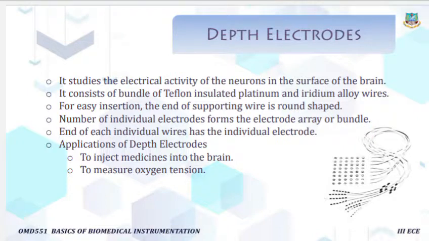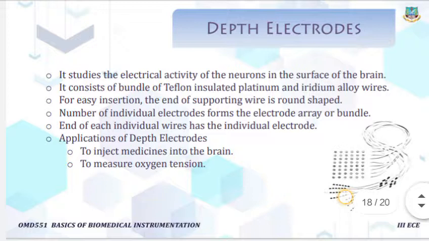The number of individual electrodes forms the electrode array or bundle. Each of the individual wires has an insulation. When you see the figure, there are 8 wires, so each wire is an individual electrode. The main application of this depth electrode is to inject medicines into the brain, and it is also used to measure the oxygen tension. That is, this is mainly used in brain surgery.